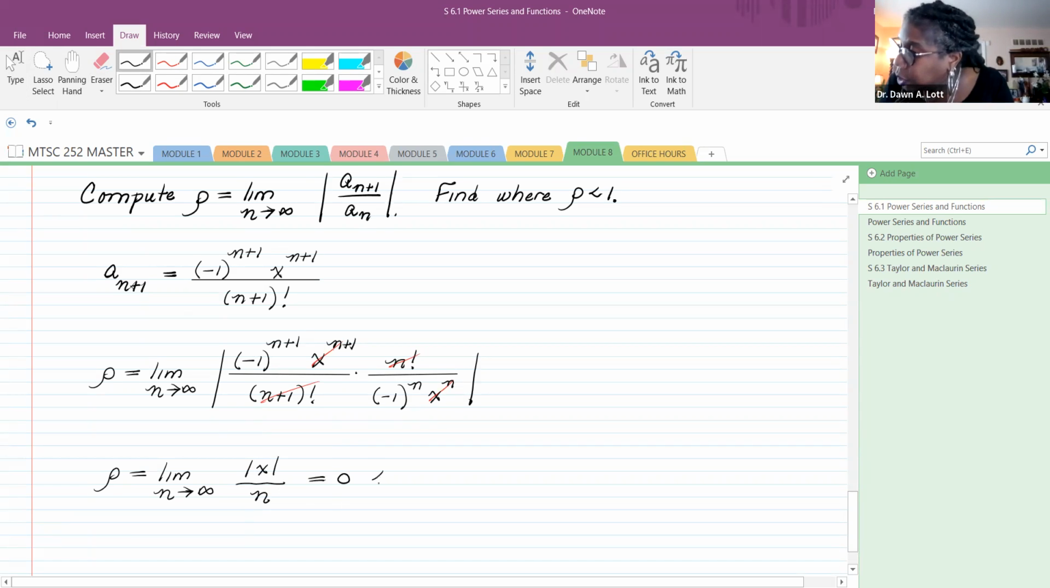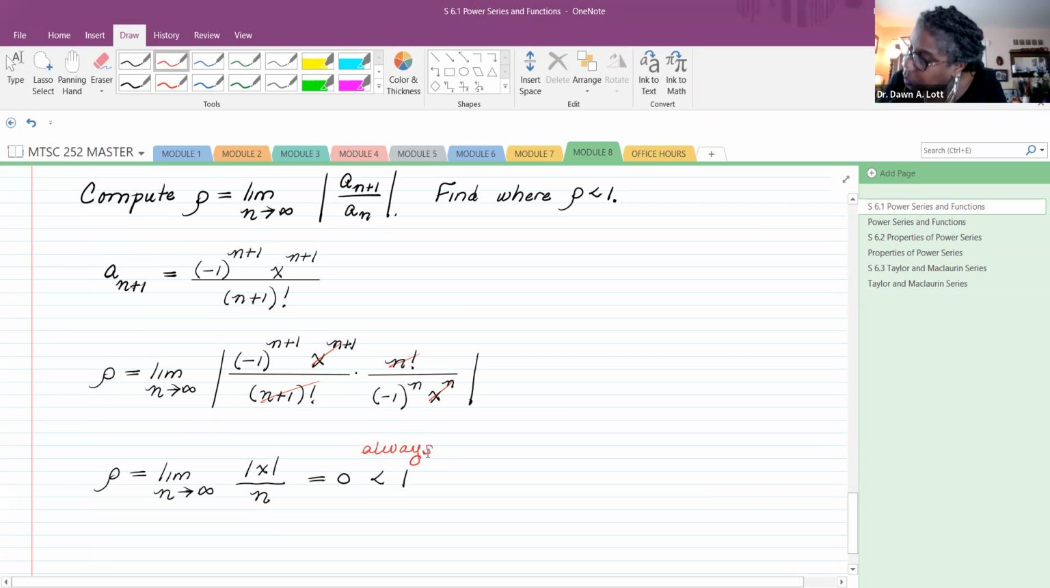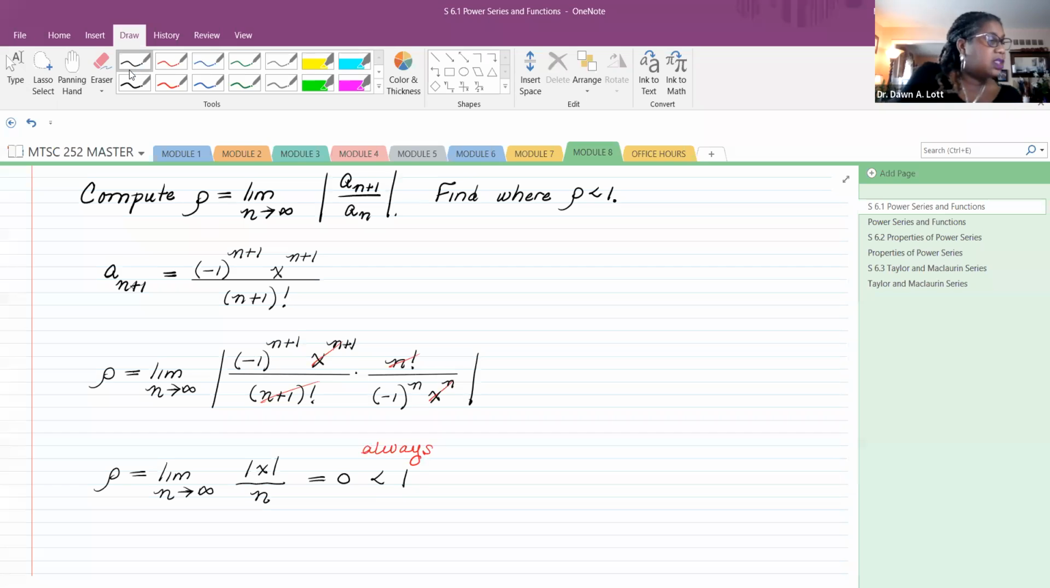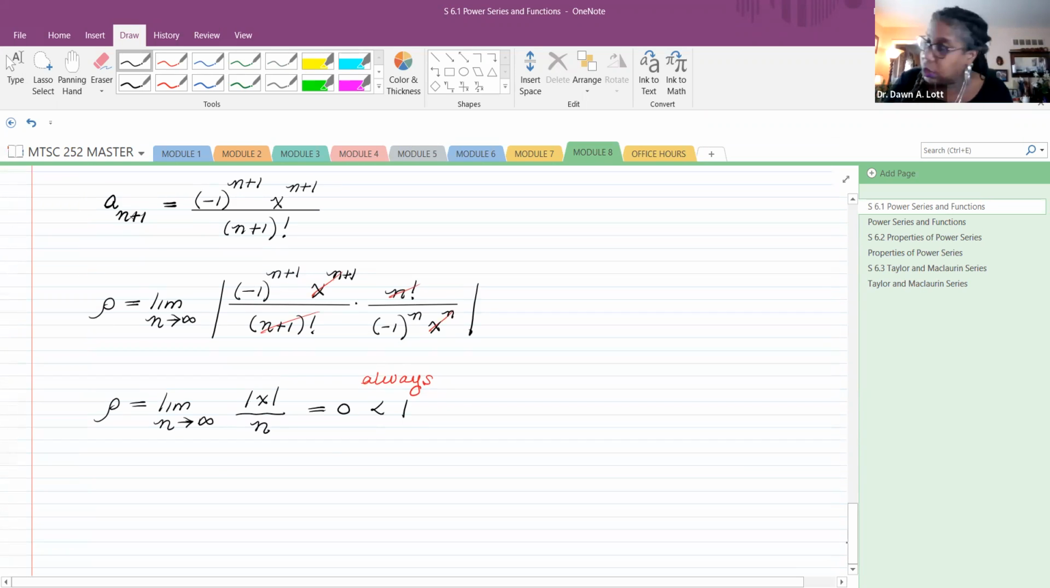So 0 is always less than 1, always, always. So for this one, this is always true. That means this thing is actually going to converge for all x. It converges everywhere. All right, so this converges for all x.